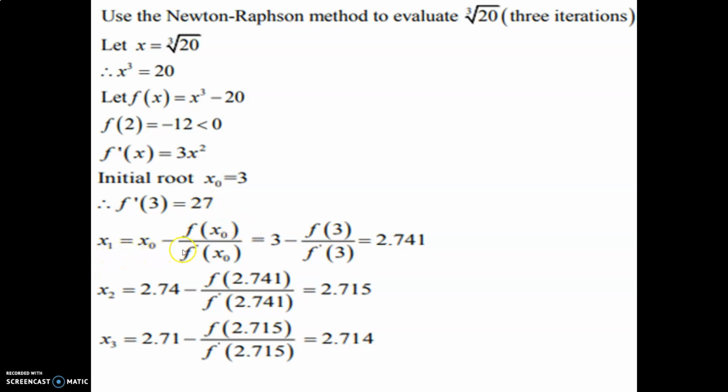So x1 is equal to x0 minus f of x0 upon f dash of x0. 3 minus f of 3 upon f dash of 3 is 2.741. x2 is again 2.741 minus f of 2.741 upon f dash of 2.741, which is 2.715. x3 is 2.715 minus f of 2.715 upon f dash of 2.715, which is 2.714. So using the Newton-Raphson method, we find the x1 iteration is 2.741, x2 iteration 2.715, x3 iteration 2.714.